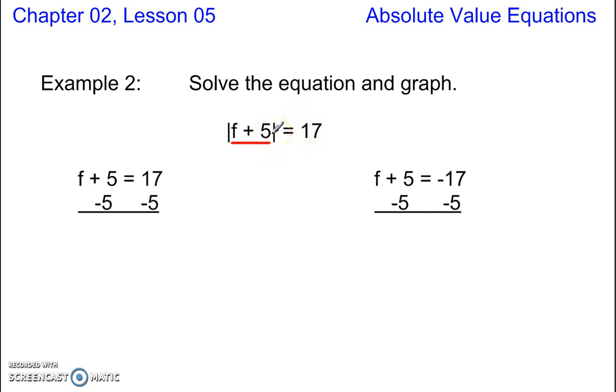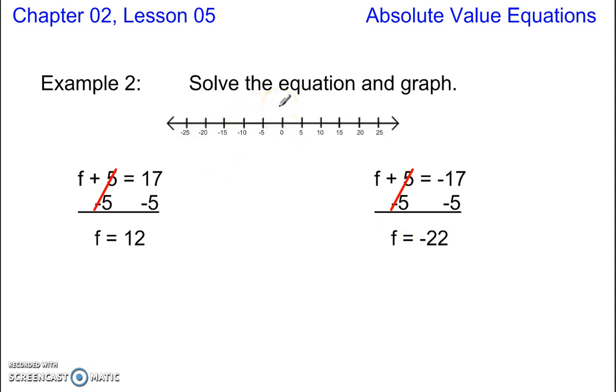So solve each the same way you would solve any equation. Get the variable by itself. Then I either get f equals 12, which if you plug that in, 12 plus 5 is 17. Absolute value of that is 17. Or f is negative 22. Negative 22 plus 5 is negative 17. Absolute value of that is positive 17.